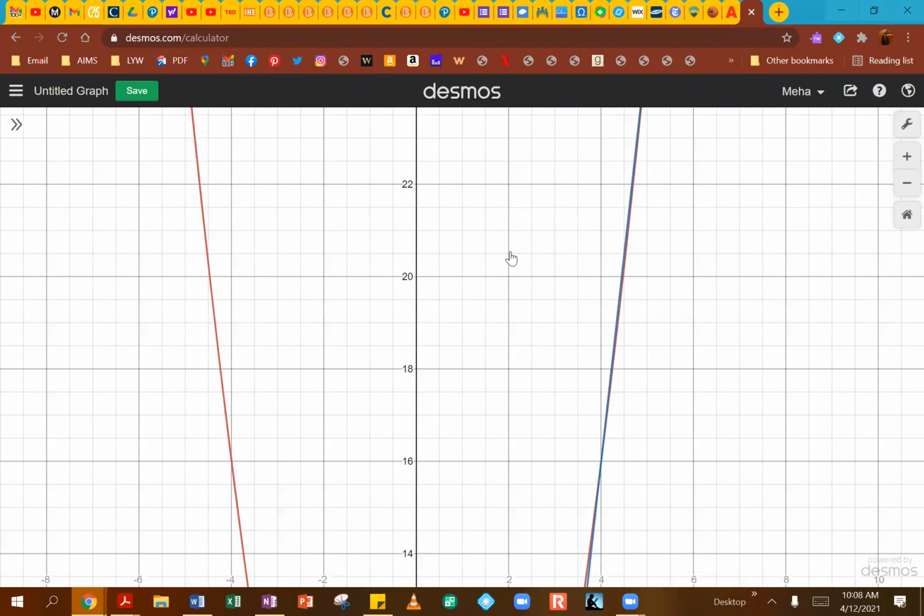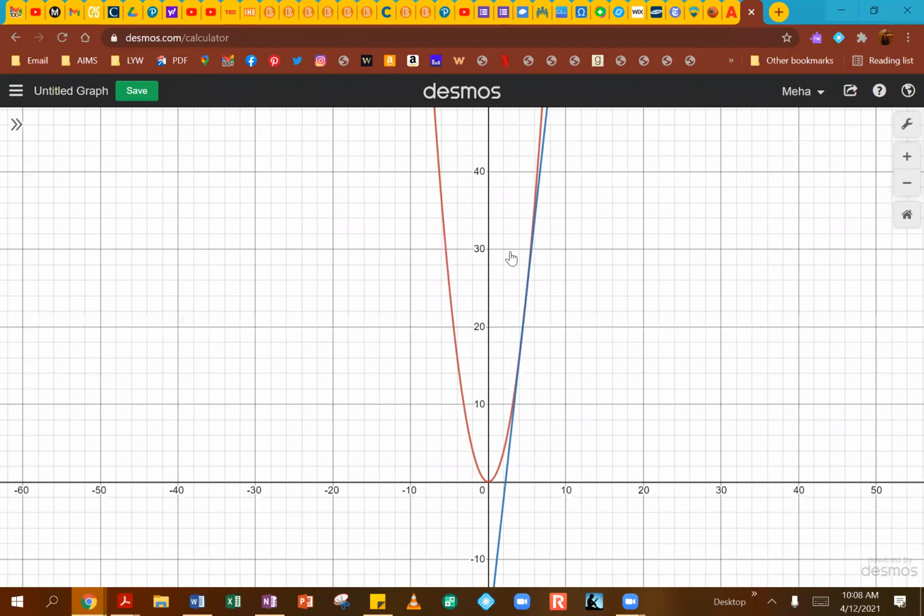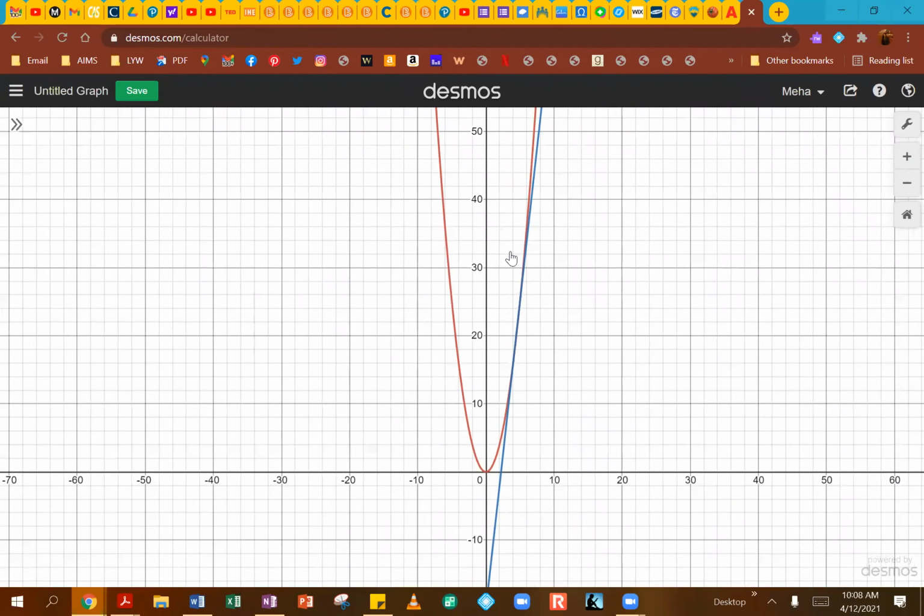And just the way the graph is coming out, if you try to zoom in too much, it just looks like there's a whole line that's overlapping on top of your parabola, but it's actually only those 2 points which are going to be the same between the line and the parabola. Everything else is going to have a little bit of gap between them, but that's what the graph would end up looking like.